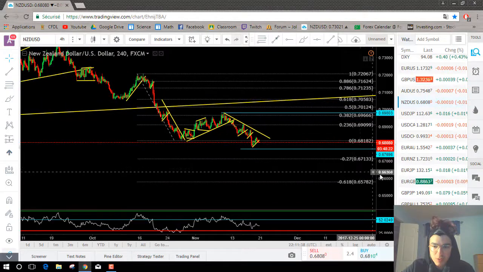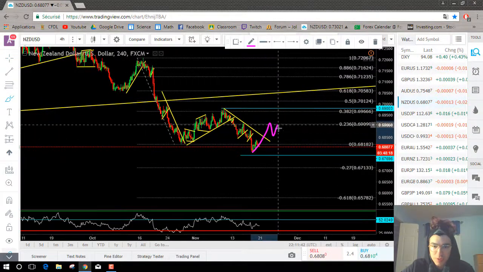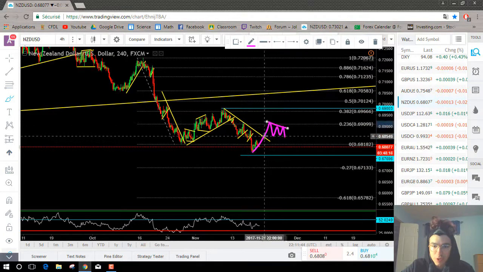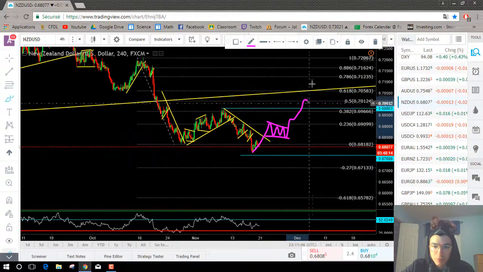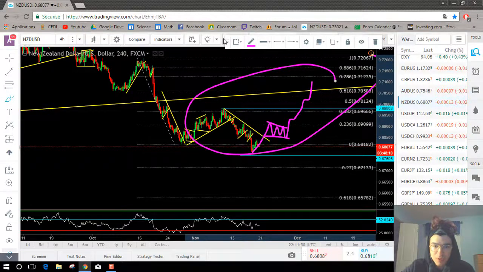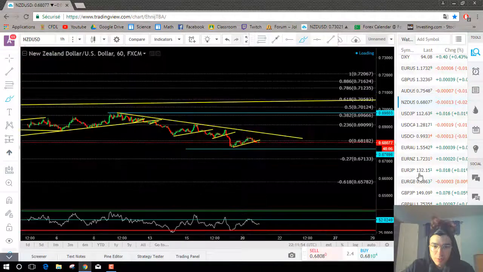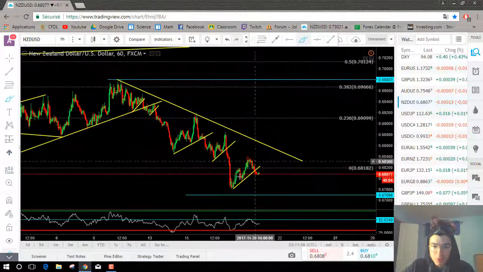For an upside trade, you will need to actually wait for a breakout of here and a flag right here, and this will confirm the big upside, or at least the bigger correction right here. So for now we can still look for a downside because we have not broken the trend. We're still very low and making correction.